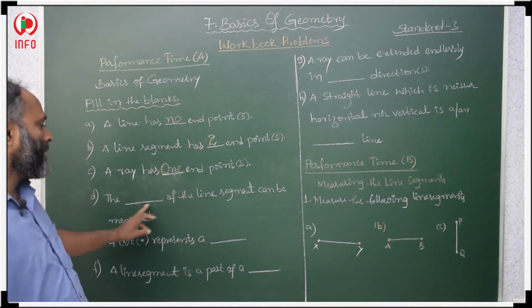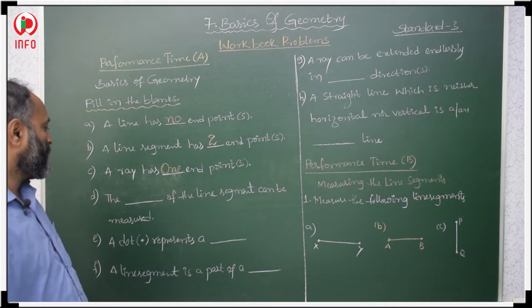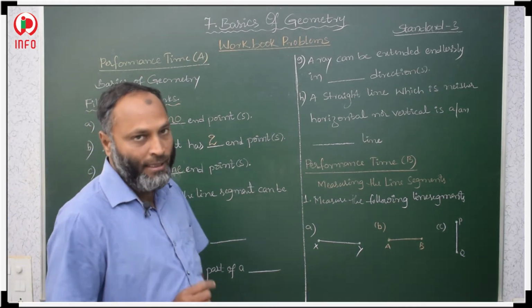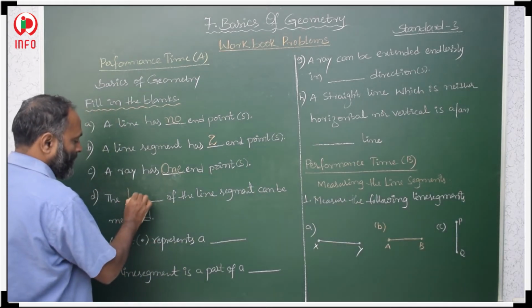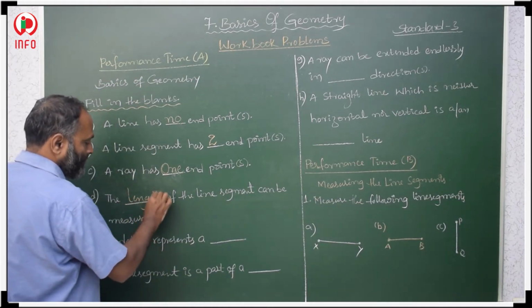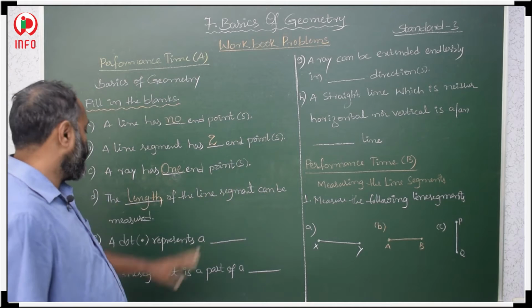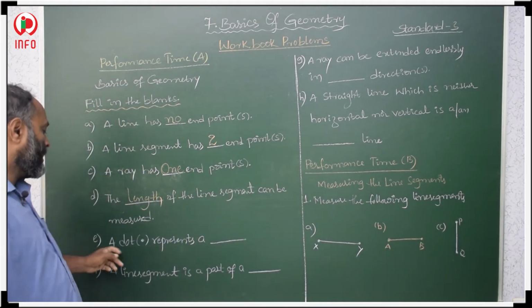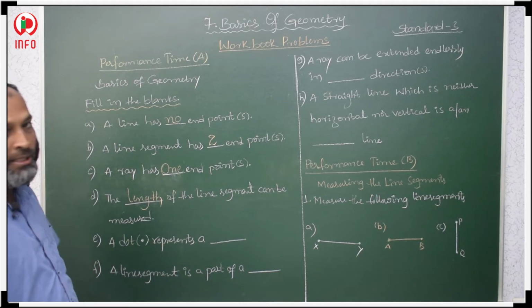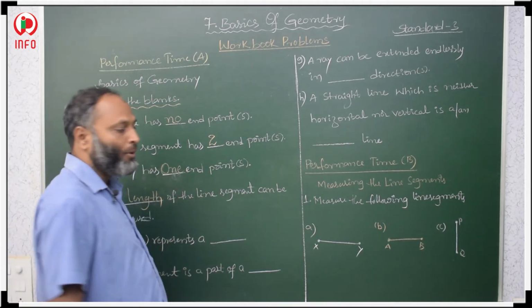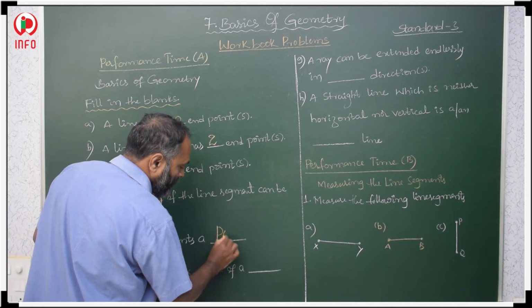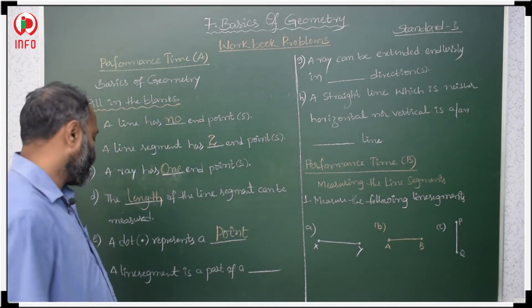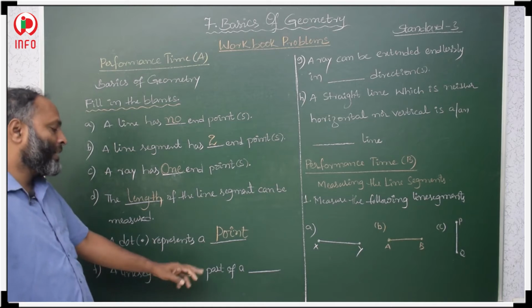Next, the dash of the line segment can be measured. The dash means the length. The length of the line segment can be measured. A dot represents dash. A dot represents a point. It is a point.